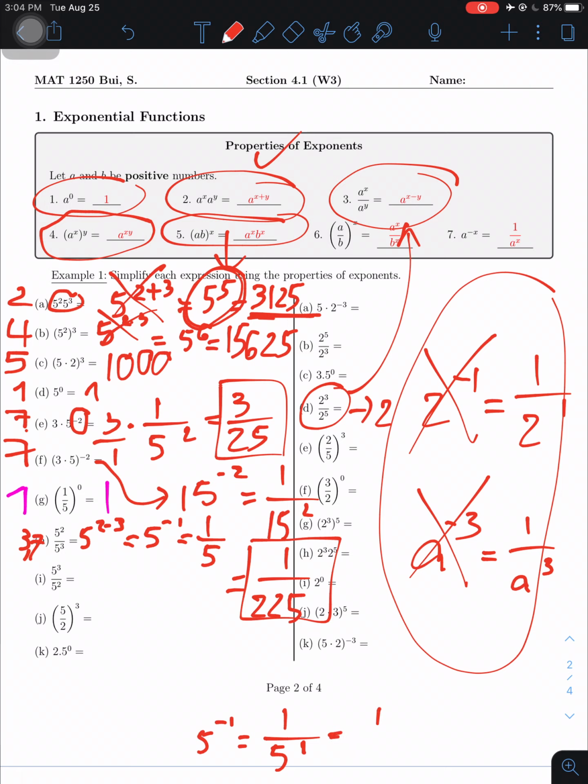So on the bottom, you only have 1 over 5. This is it, okay? So this is the answer for part H. And now let's talk about I. I is the same thing as part H. But if you notice, there's a change in the position of the exponent. On H, we have 2 on top and 3 on the bottom. But for I, we have 3 on top but 2 on the bottom, okay?